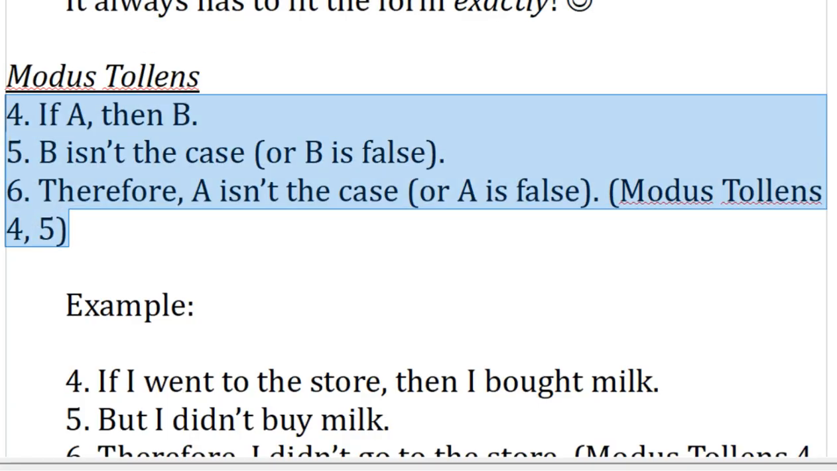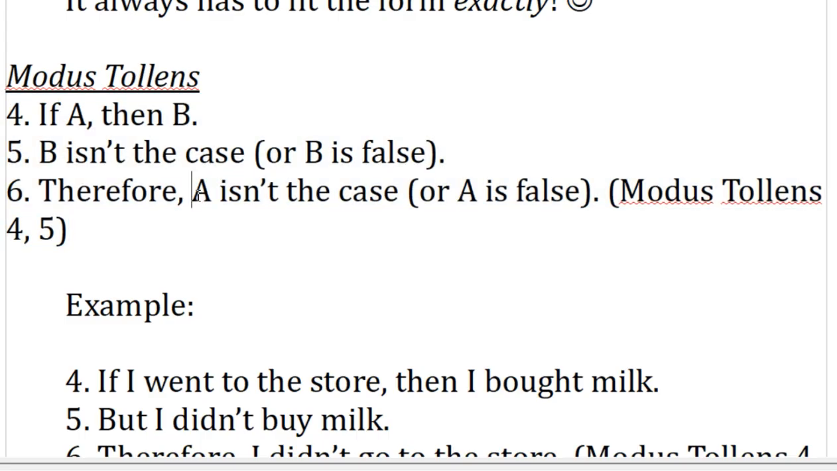Here's the form of modus tollens. If A, then B. B is not the case, or B is false, or not B. In other words, you are denying B. You are negating B. Those are all the different ways of saying the same thing, like B is not the case or B is false. And then what you result in for your conclusion is A isn't the case, or A is false, or not A. You are denying A.